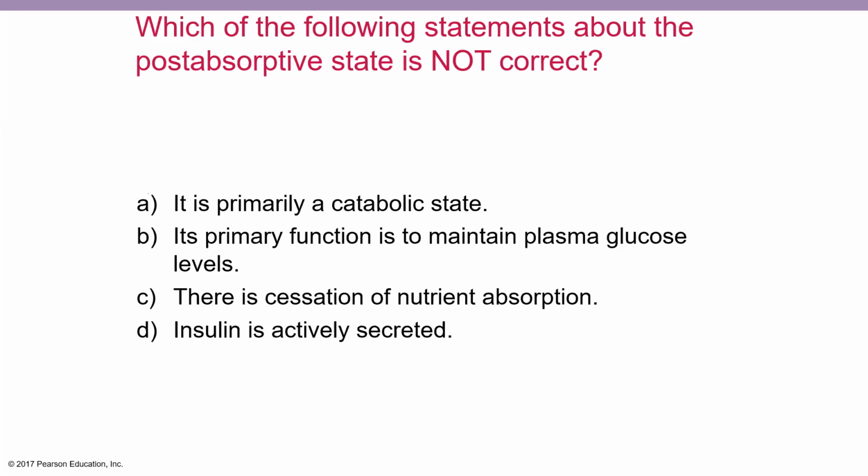Its primary function is to maintain plasma glucose levels. That's also true, right? During the fasted state, we're trying to sequester glucose from our reserve sources. And so we're trying to keep the blood glucose level up to where we can function, especially for the brain. We talked about how important glucose is for the brain. And then C, there's a cessation of nutrient absorption. That is true, right? We're not building things up. It's not anabolic. We're not putting nutrients away for later. We're really trying to use what we have and try to sequester those sources to sustain us during this fasted state, okay? So D would have been the incorrect statement here.